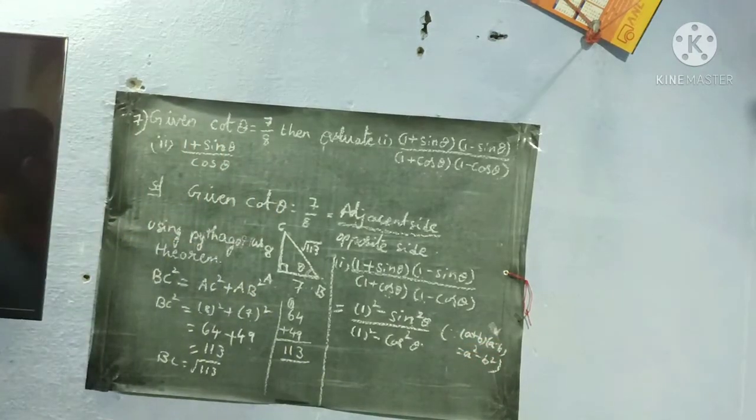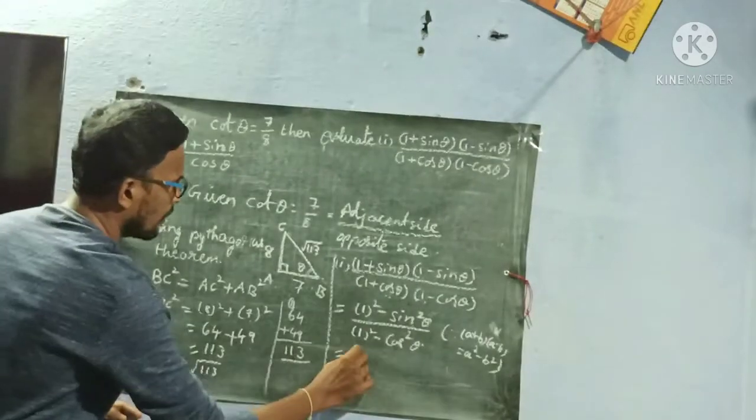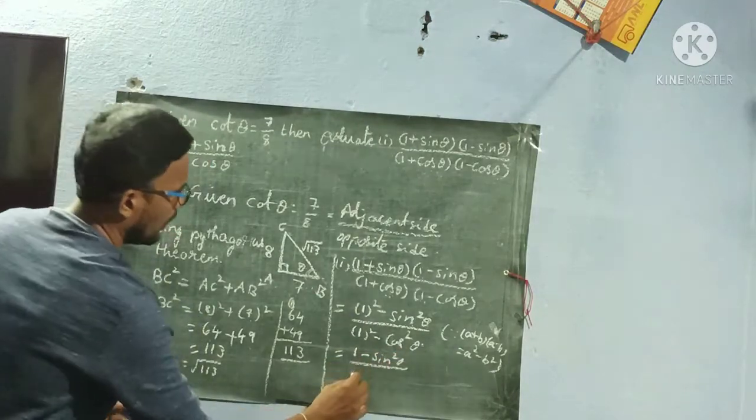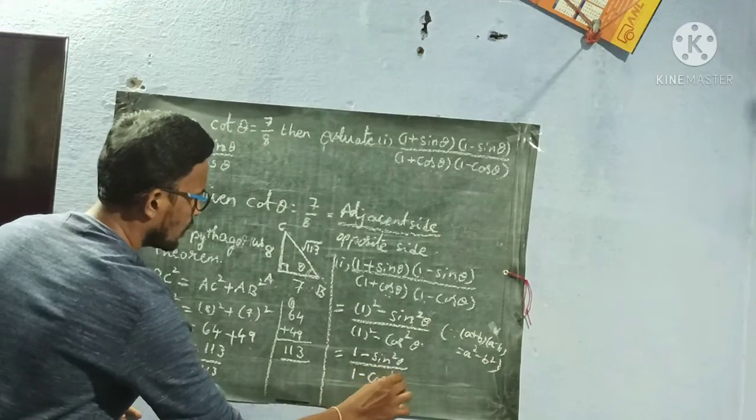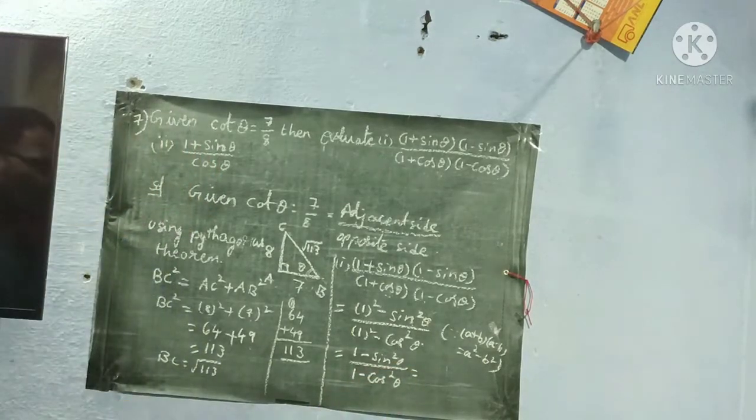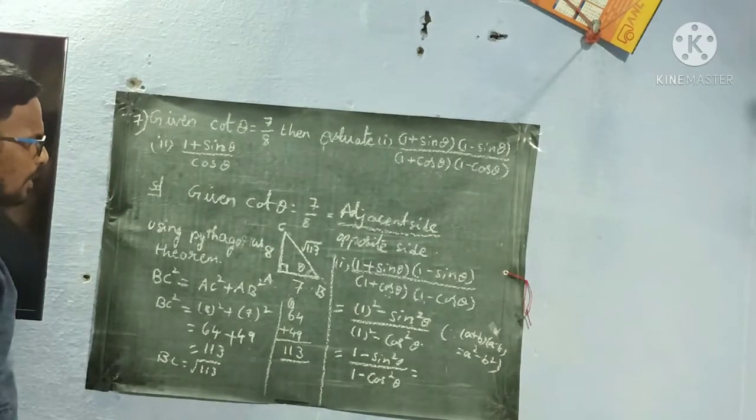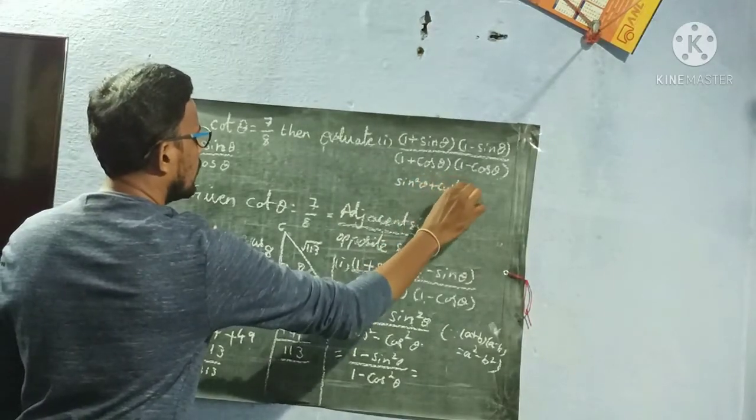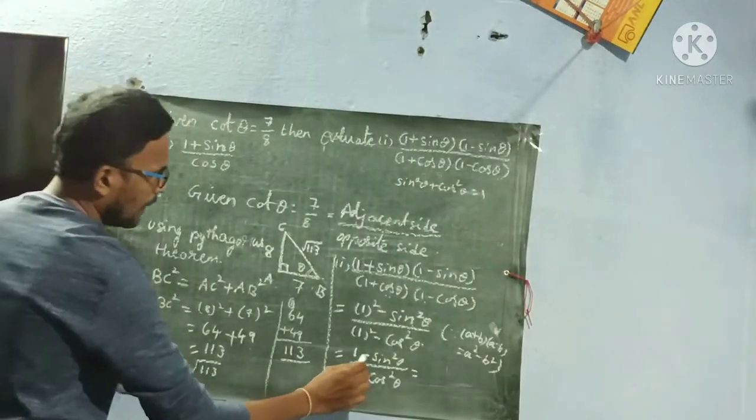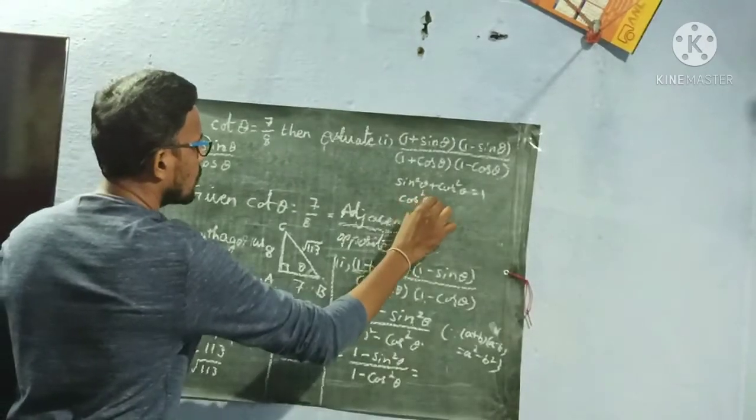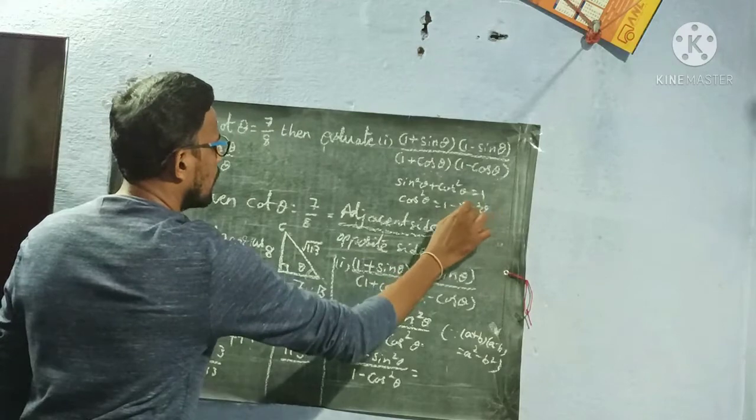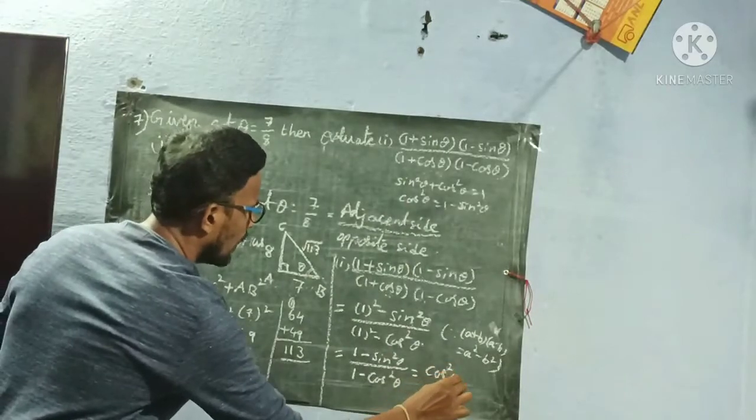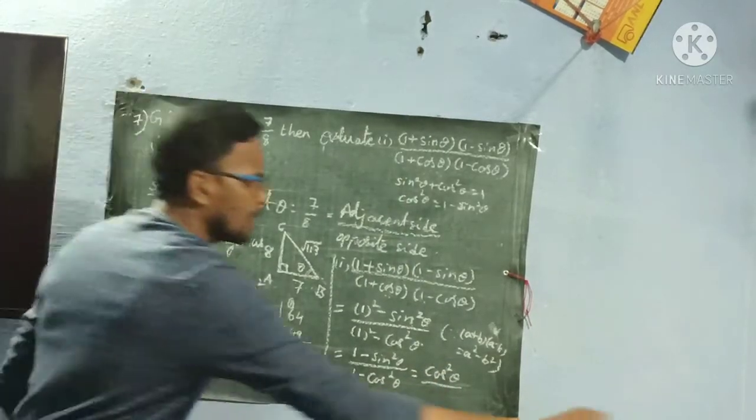This is the formula I have used here. So that is equal to (1 − sin² θ)/(1 − cos² θ). Here we can use the identity sin² θ + cos² θ = 1. So I can write cos² θ = 1 − sin² θ. In place of 1 − sin² θ I can substitute cos² θ. So cos² θ by, so reverse this now.